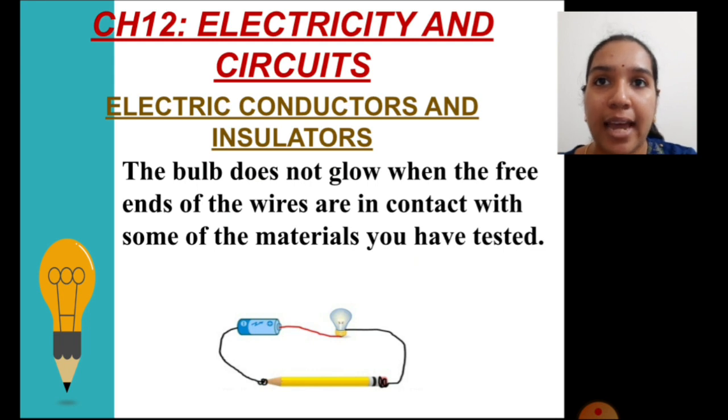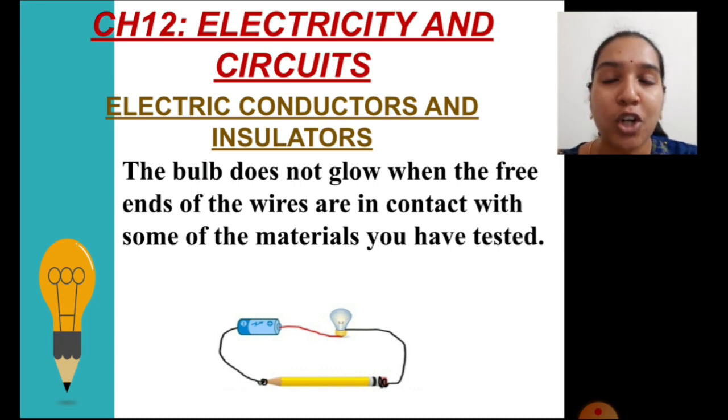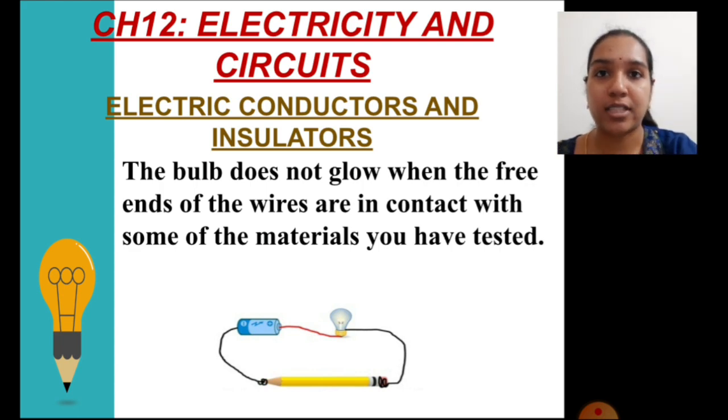We observe that the bulb does not glow when the free ends of the wires are in contact with a few of the sample objects we tried to test. That means not all the samples we collected can pass electricity through them. Here in the image, you can see a wooden pencil used to test and the bulb did not glow. That means it did not allow the electricity to pass through it.